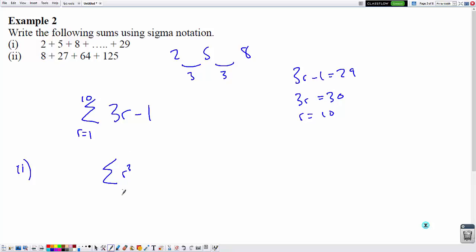I start off with 2 cubed. So it goes from r is equal to 2, and it ends up with 5 cubed. So 5. Now, of course, this is what this is equal to. So I could write this equal to this. And same thing with this. This is equal to this. This is just another way of writing this.